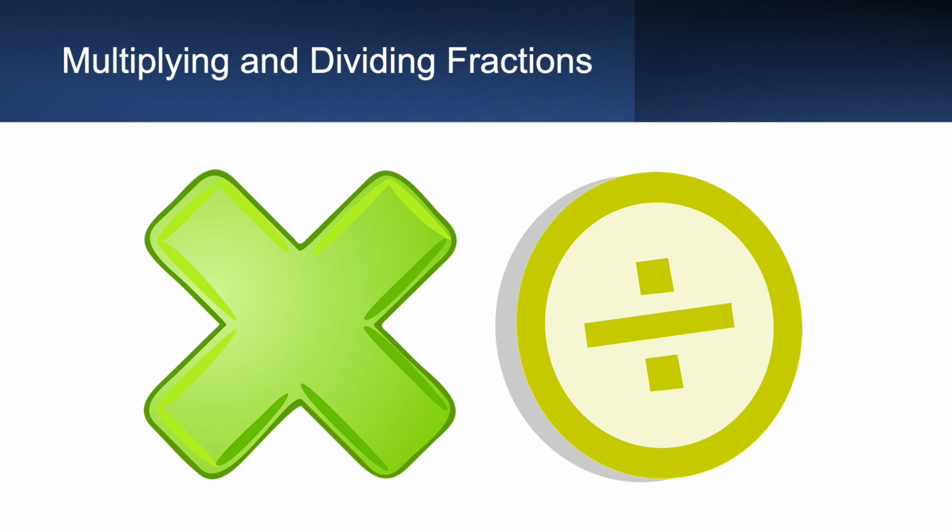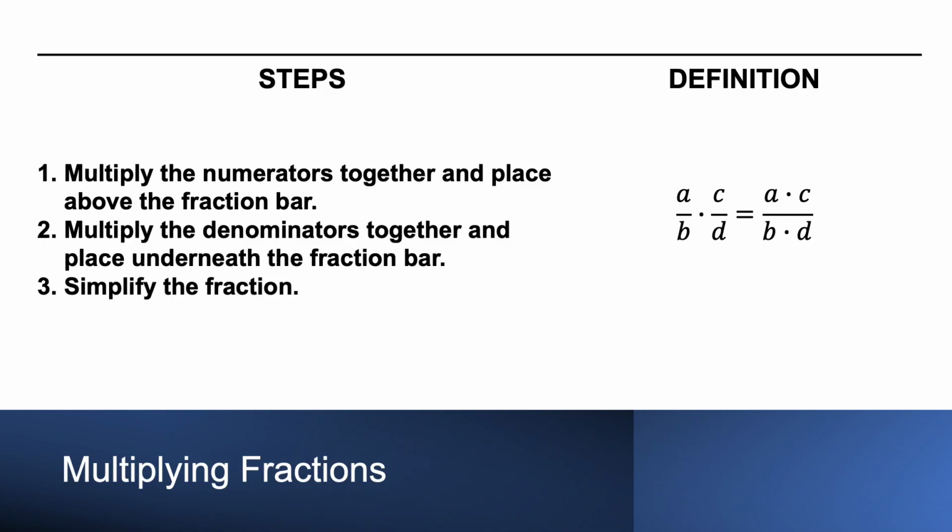Multiplying and dividing fractions. We'll first learn how to multiply fractions. The first step is to multiply the numerators together and place that number above the fraction bar. If we look at the definition, we can see that A is a numerator and C is a numerator because they're above the fraction bar in each fraction. So our first step is just to multiply them together, A times C.